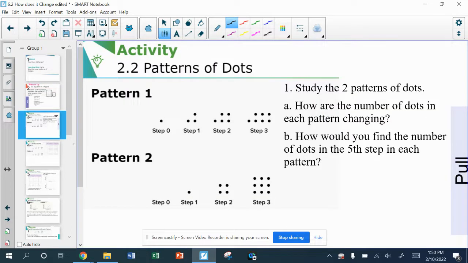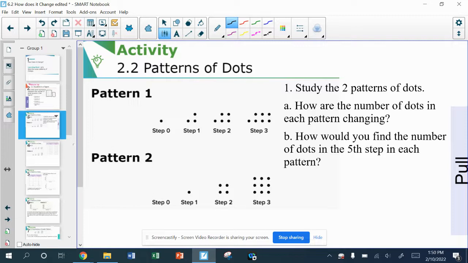Today we're going to be looking at lots of patterns, and a lot of times they draw these dot patterns that you should be able to figure out what's happening each time. It may be difficult sometimes to put it into words, but most of the time I think you'll be able to figure out exactly what's happening. So I want to look at these 2 different patterns of dots and figure out how each one is changing.